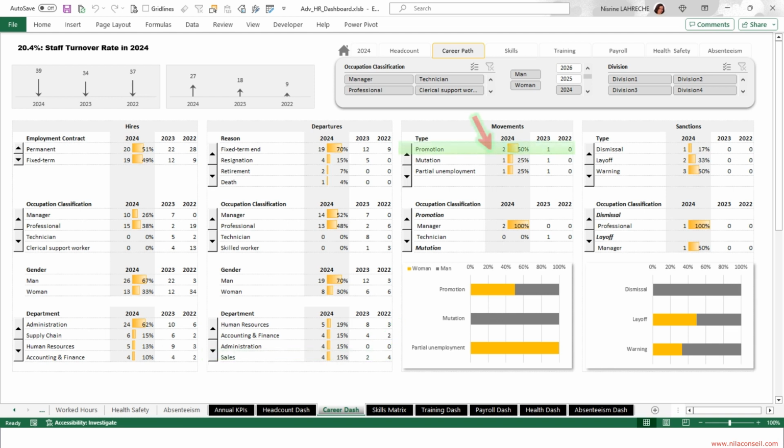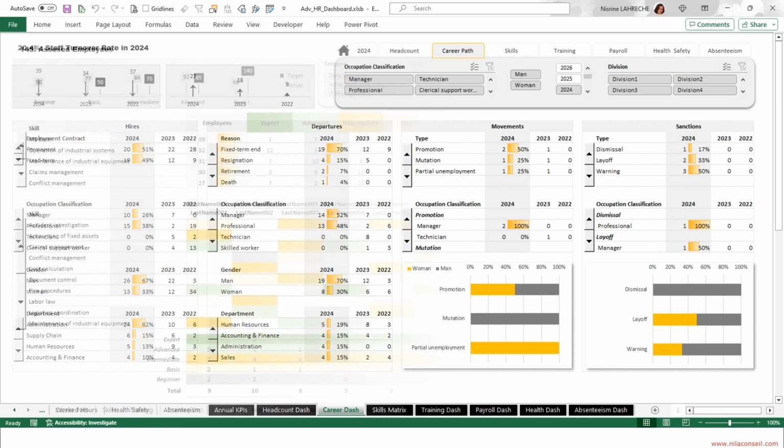This year, 2 employees received a promotion. Both are managers. One promoted manager is a man, and the second is a woman. The company has issued 3 warnings this year. It fired a professional employee. Male employees are more subject to disciplinary sanctions compared to their female colleagues.